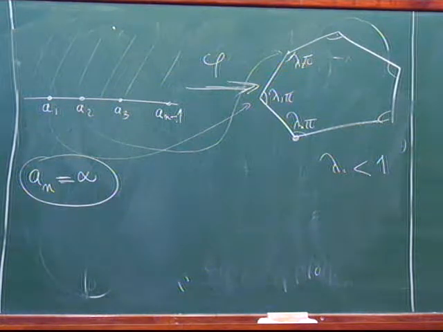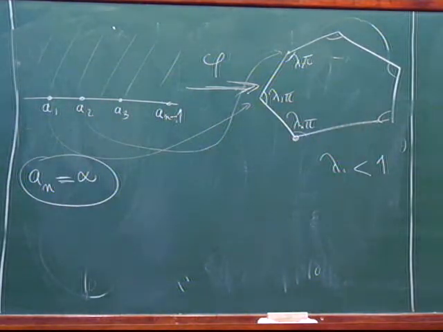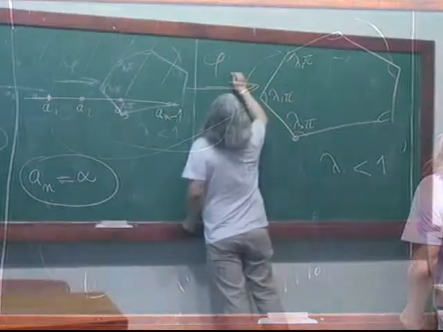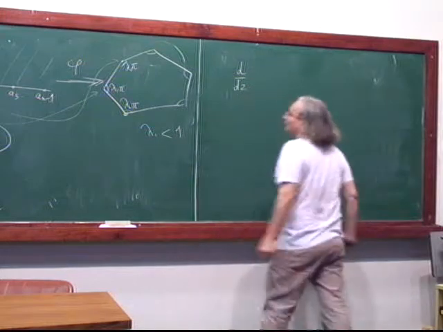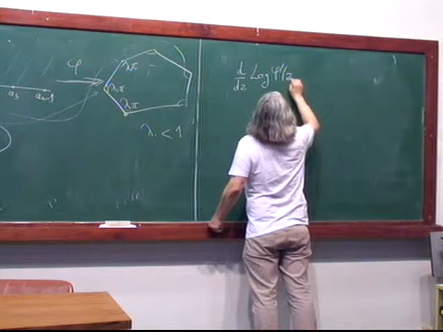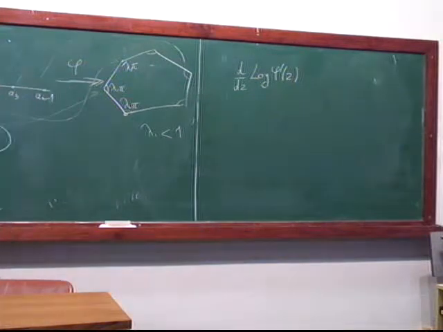Okay, so what Schwarz does is that he introduces what I learned a few days ago is called the pre-Schwarzian derivative. Schwarz defined the following thing. He looked at the derivative with respect to z of log phi prime z. So it's a holomorphic function defined on the upper half plane.